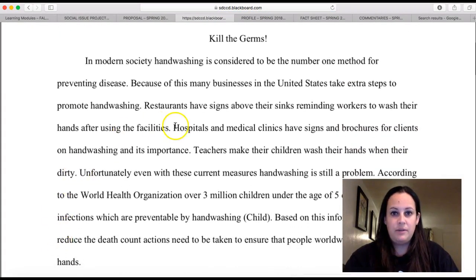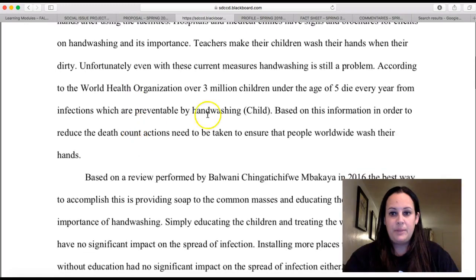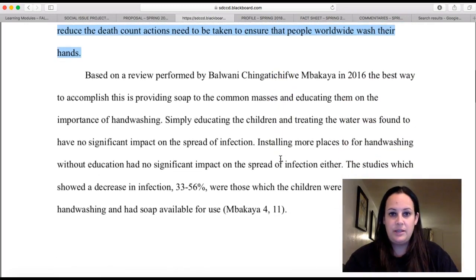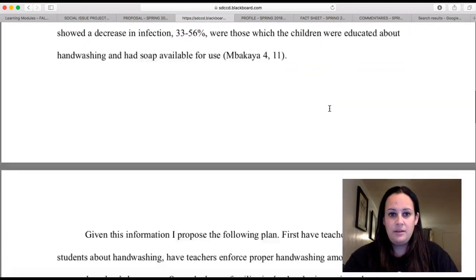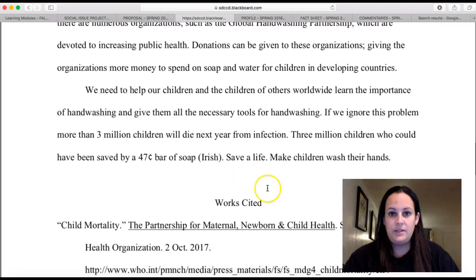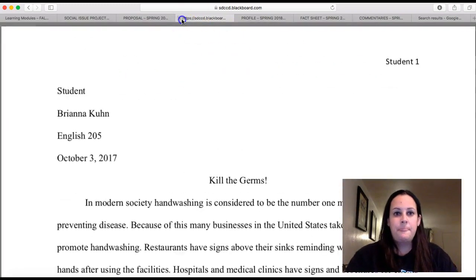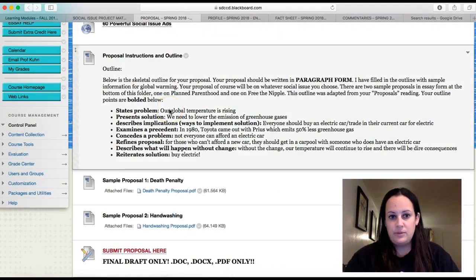she talks about how it is considered to be the number one method for preventing disease. Based on this information, here's her thesis. To reduce the death count, actions need to be taken to ensure that people worldwide wash their hands. She goes into a study. Here's her plan. Here's how she's going to implement her plan, right? And then she reiterates her solution. So again, a little under 2 pages, right? So not too bad. So that is essentially the proposal, all right?